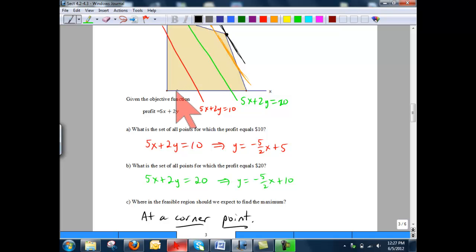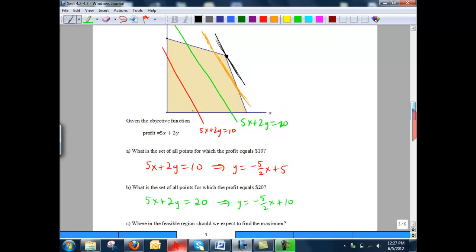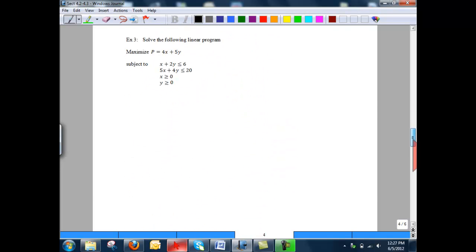But this particular feasible region only has 4 corner points. And so if I knew the profit at each of the corner points, and I knew that one of those corner points gave the maximum profit, I'd just compare those 4 profits and choose the biggest one. That's exactly the solution technique. So let's work an example.